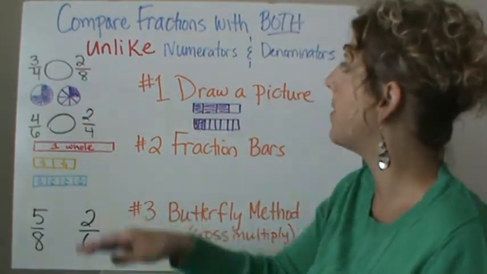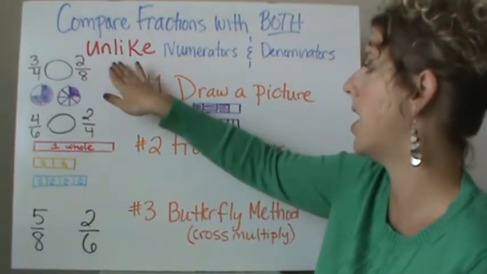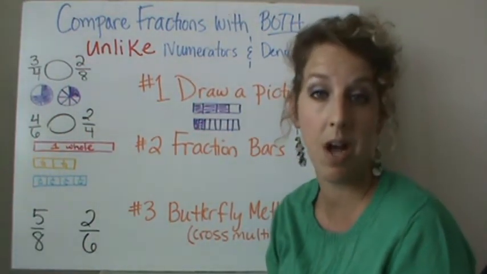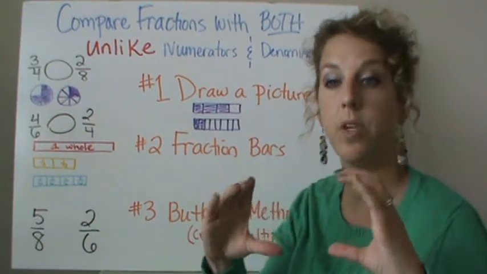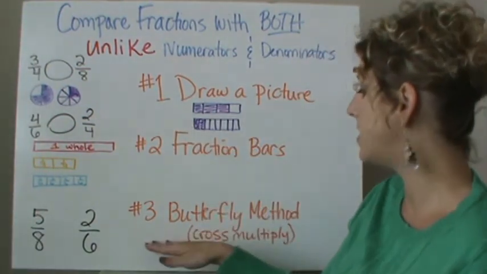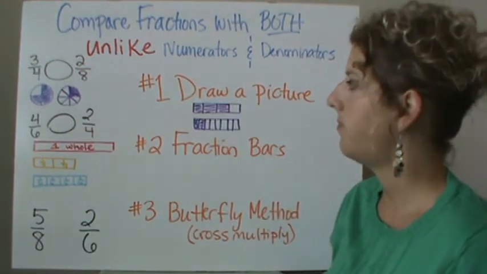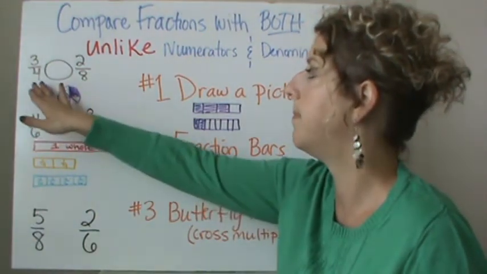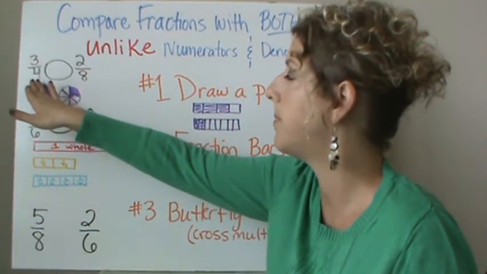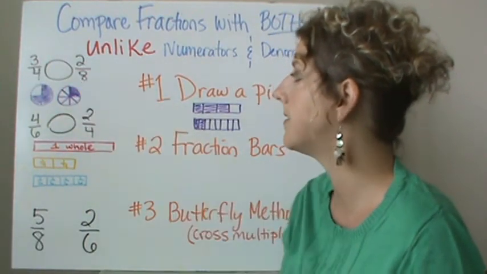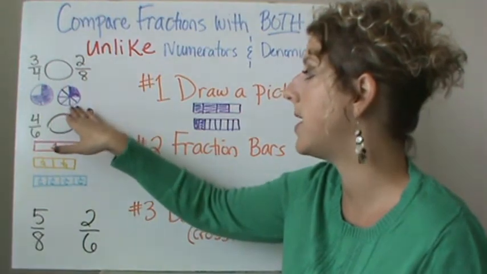Now, if we wanted to compare fractions with both unlike numerators and unlike denominators, this is more common when both numbers are different. 3 strategies to use. Number 1, you can draw a picture. So I've written the problem here, the equation, 3/4 compared to 2/8. And I've already drawn my picture.